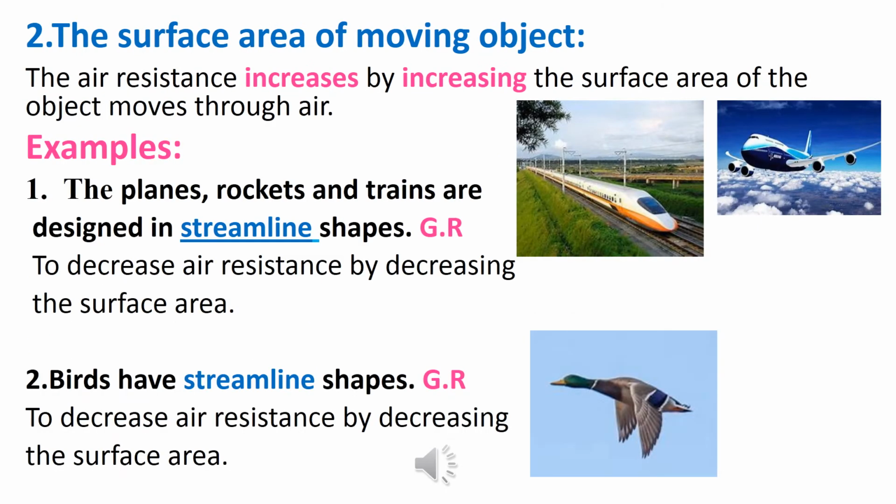Now we will talk about the second factor affecting the air resistance, the surface area of the moving object. The air resistance increases by increasing the surface area of the object moving through the air and vice versa. Here are some examples about this factor. The planes, rockets, and trains are designed in a streamlined shape. Give reason: to decrease air resistance by decreasing the surface area so they can move very fast. Here is another example. Birds have streamlined shapes, also to decrease the air resistance by decreasing the surface area.